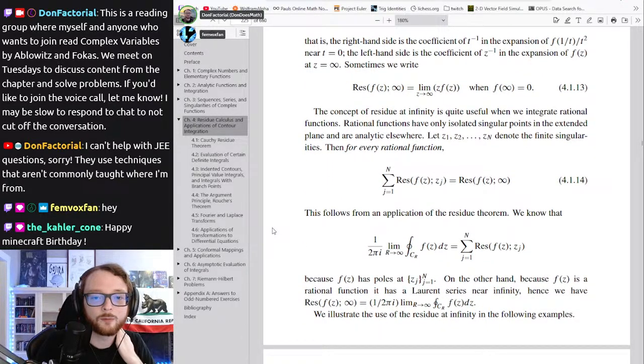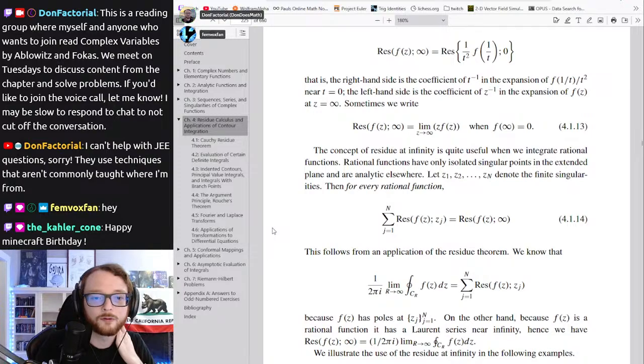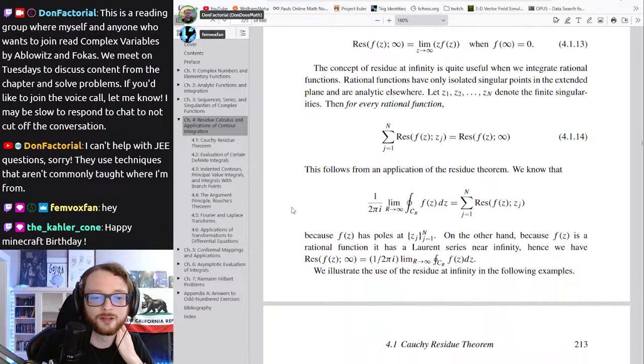They do give a more convenient way of finding the residue at infinity, which is the limit as z goes to infinity of z times f of z. But only if f of infinity is 0, I guess. If it's not 0, though, I feel like they said that has to be a constant function or something. Like if f of infinity is some random number. Maybe I'm misremembering, but I feel like there's something special if it's analytic and it's... I don't remember.